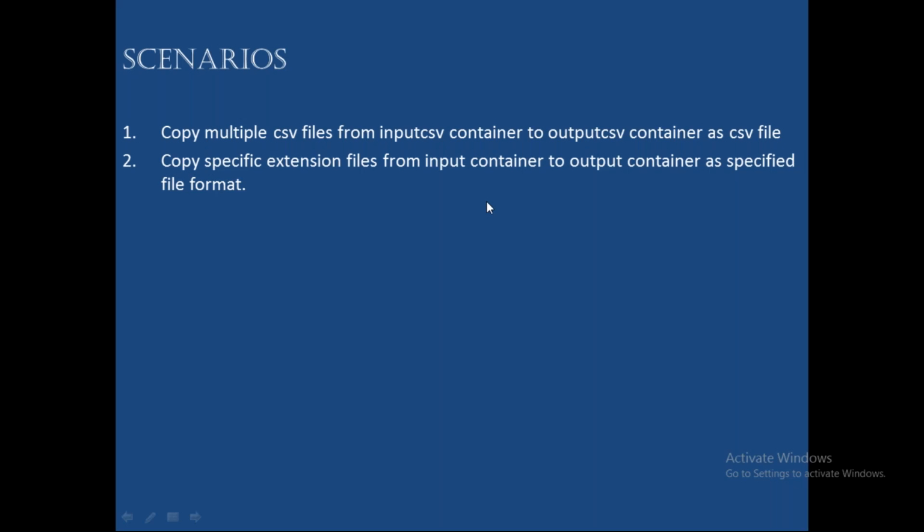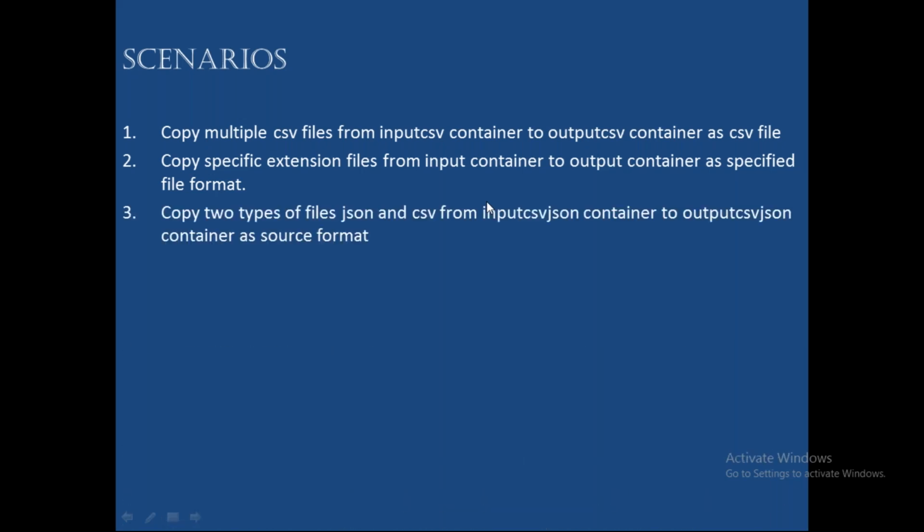Okay, how you can load, we are going to discuss. Then we are going to copy two types of files, JSON and CSV, from the input CSV JSON file container to the output CSV JSON container as the source format, meaning I want to load these two files, JSON and CSV, into my output container. If you want to load it as a CSV, you can load it as a CSV. If you want to load it as a JSON, you can load it as a JSON. So we will talk about those things. Okay, how you can load the CSV and JSON files into your output container, we will see.